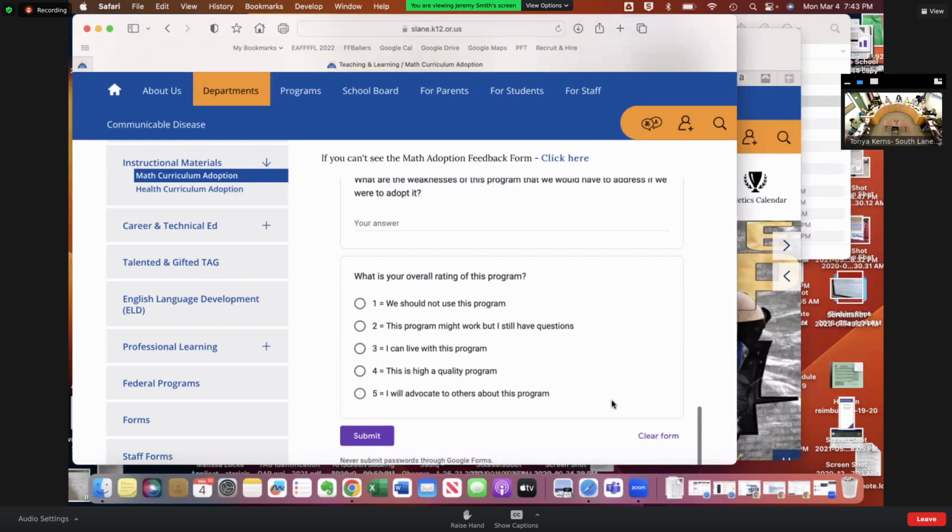We have data from our reviews that we did of programs over the summer. We have data from teachers from all the pilots, and we have data from the students from the pilots. So next month, it won't be brief, and I'll give you an overview of all that we did for math adoption, and we'll be asking you to approve a program at each level. So any questions?